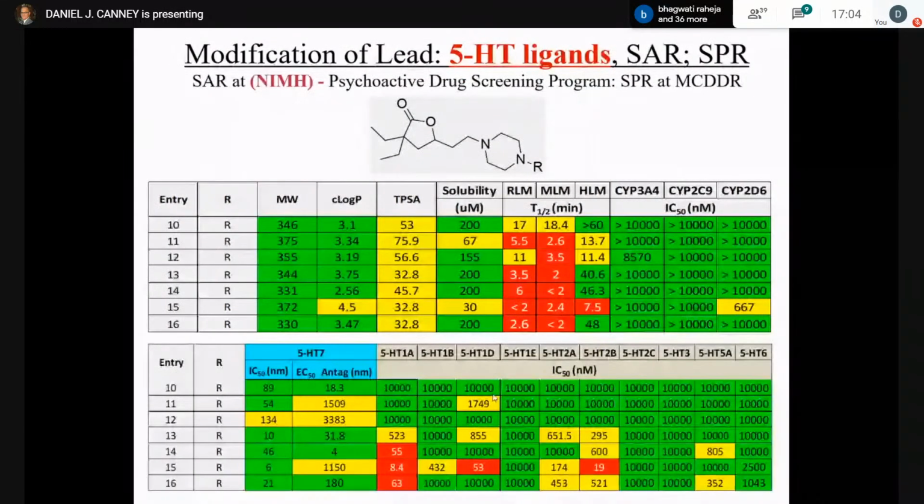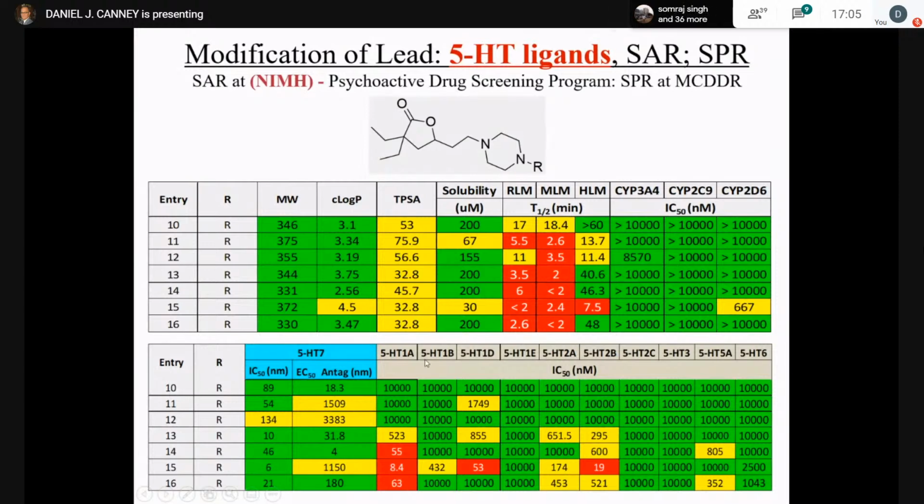So that brings us to the fact that the psychoactive drug screening program also has the ability to screen for a wide range of targets. Serotonin receptors, dopamine receptors, muscarinic receptors, GABA receptors, on and on and on. So we asked them to look at some of our compounds, some of these lactones. We had many of them.